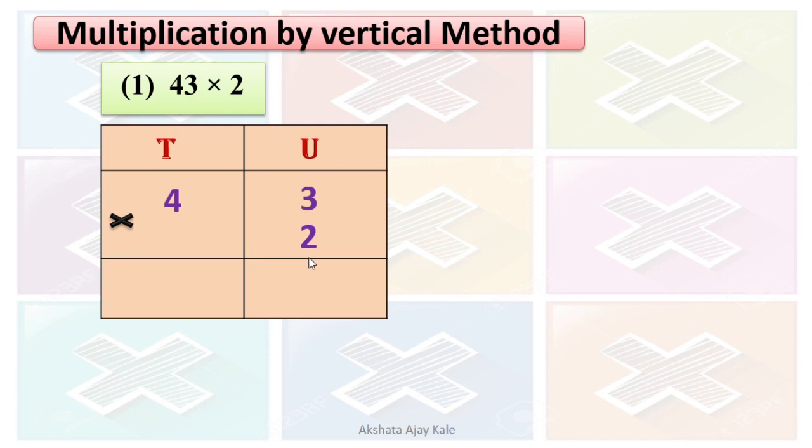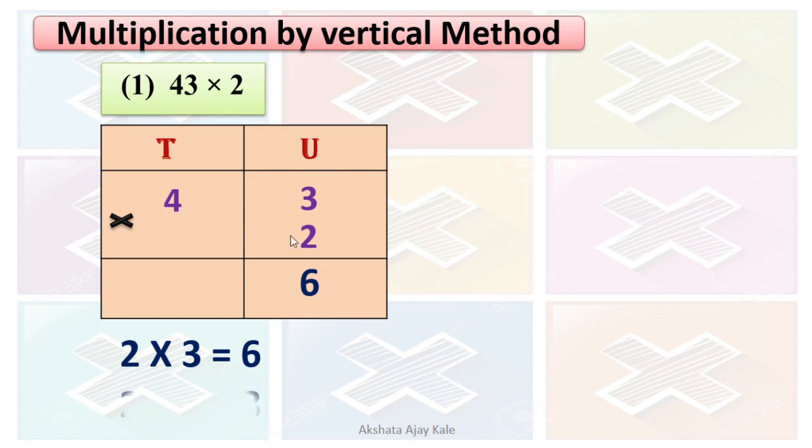Correct? Now we will begin our multiplication. First what we are going to do? 2 multiplied by 3, means the number from the unit place we are going to multiply. So 2 3s are how much? 6. Correct? 2 3s are 6. So we will write this 6 in the unit column. Remember this? Okay, 6.